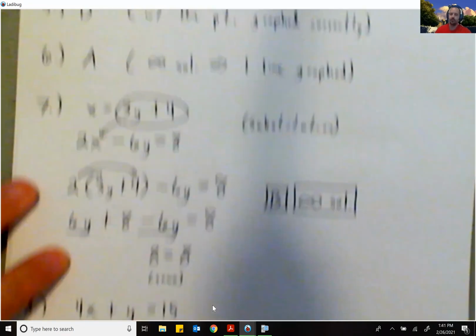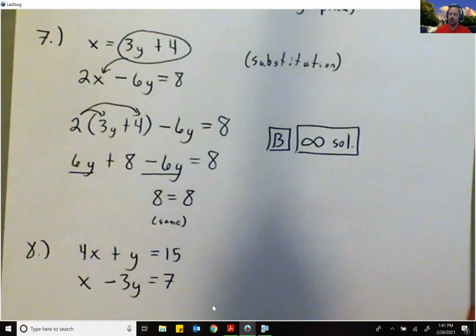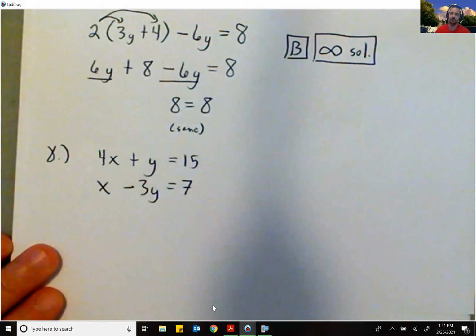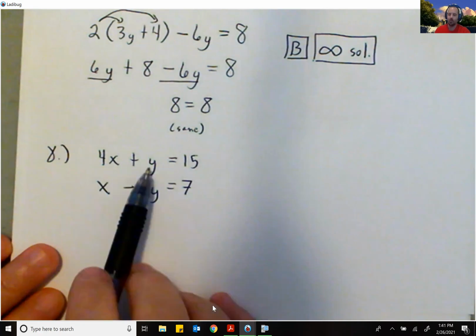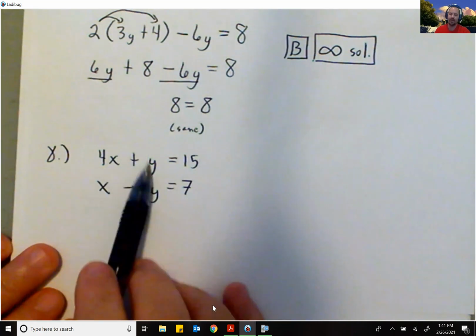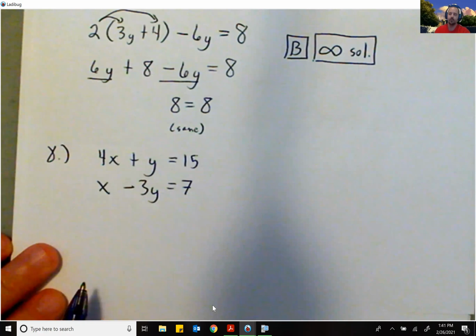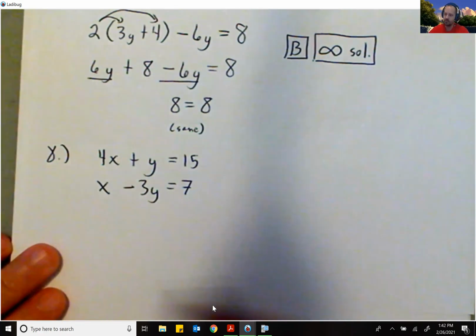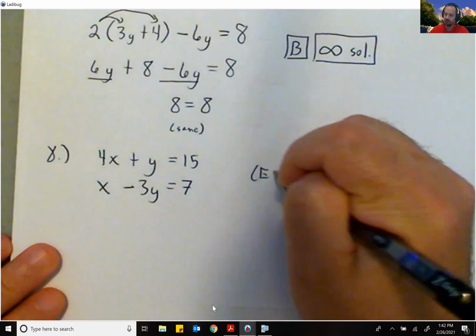Okay. So down here, number 8, here's the system. What do you think is going to be our easiest method for this? Elimination. I would do elimination on this one. Absolutely. But do not get me wrong. You could do substitution. We could get the y by itself or the x by itself. But I think elimination is a little bit faster. So let's do elimination.